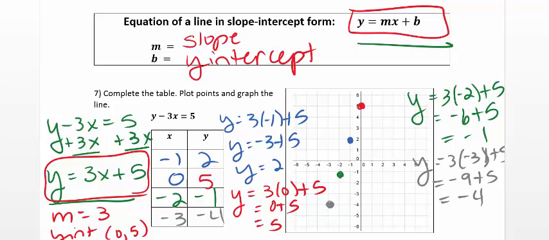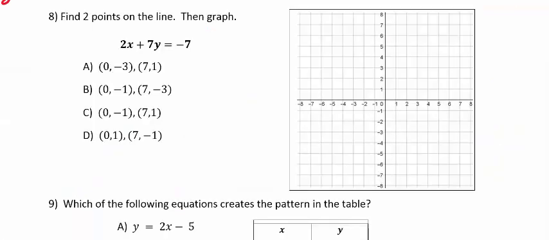Go ahead and connect your points with a straight edge. There, we've connected our points and we've graphed the line. In number 8, we want to find which 2 points that are either an A, B, C, or D are on this line. That means when I substitute them both in, it's going to be a true statement.